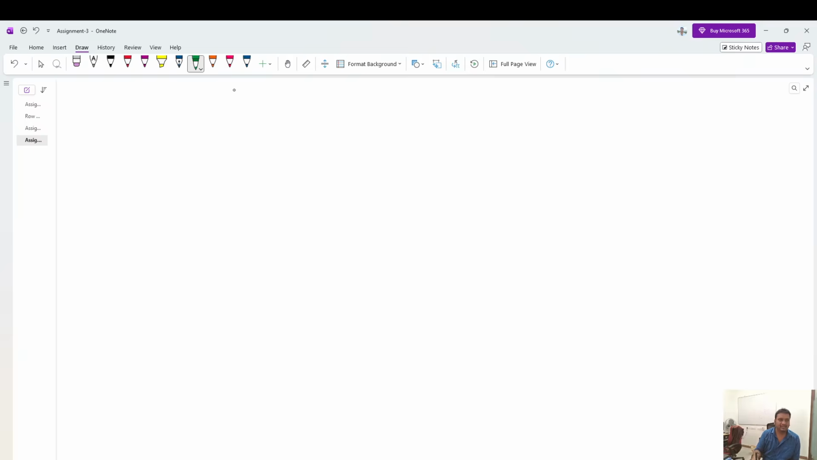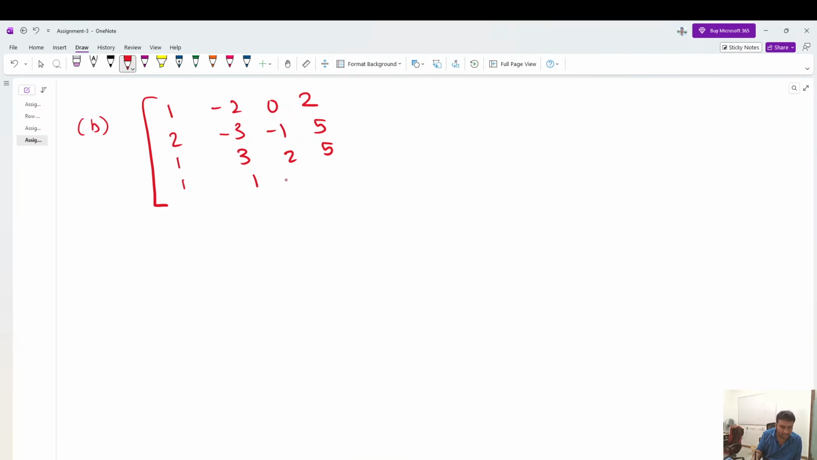It's just calculations. So let us see your B part. It has more rows and more columns. I really don't like these calculations. But we have to do it. 3, 2, 5, 1, 1, 0, 2. This is 2, minus 6, minus 2, 1.